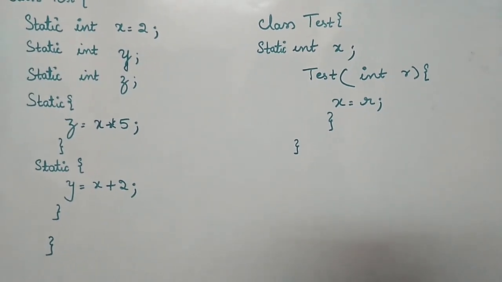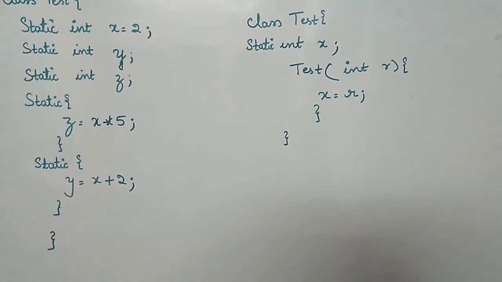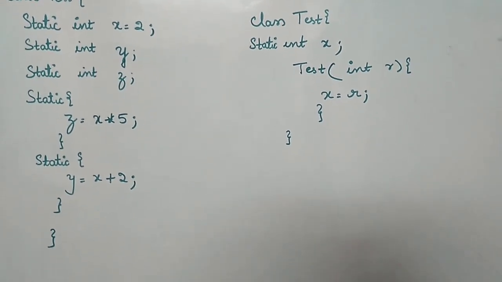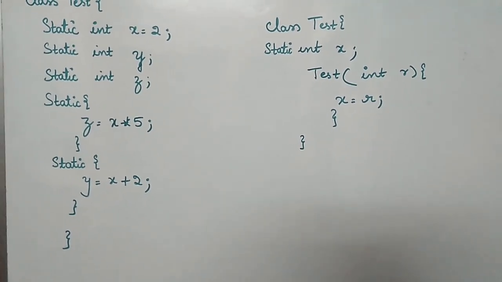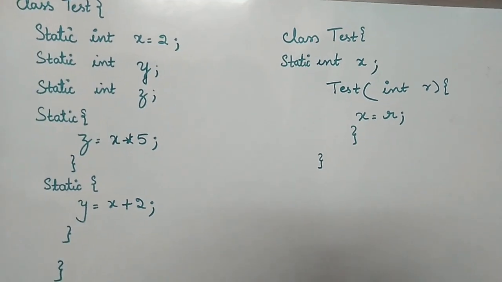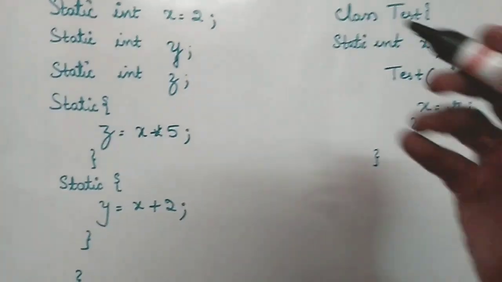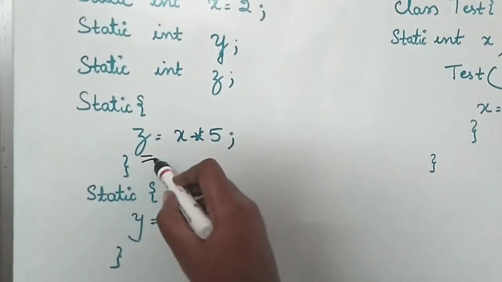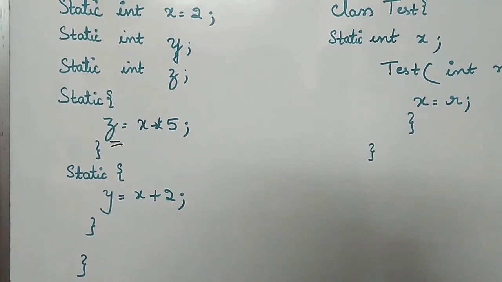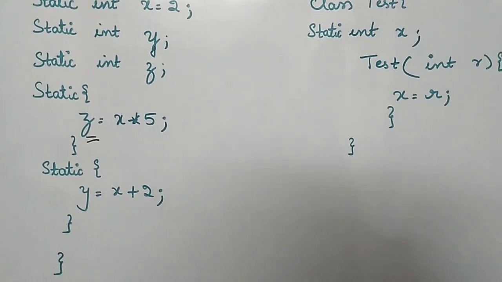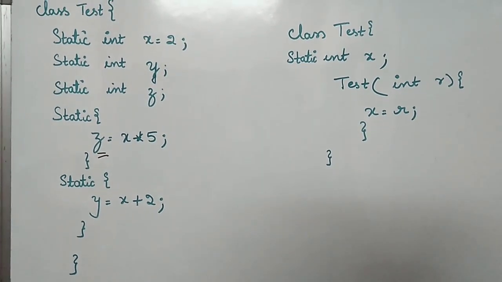Static blocks are used for initialization. If you want to do certain computations before initializing a static variable, you will be using a static block. Not only that, you can also use static blocks for loading the dynamic libraries. Here I am using a static block for initializing the static variables. Say I want to initialize the value of z, and before initializing it, I want to do certain computation, and then the result is assigned to z. In these cases, you will be using static blocks.